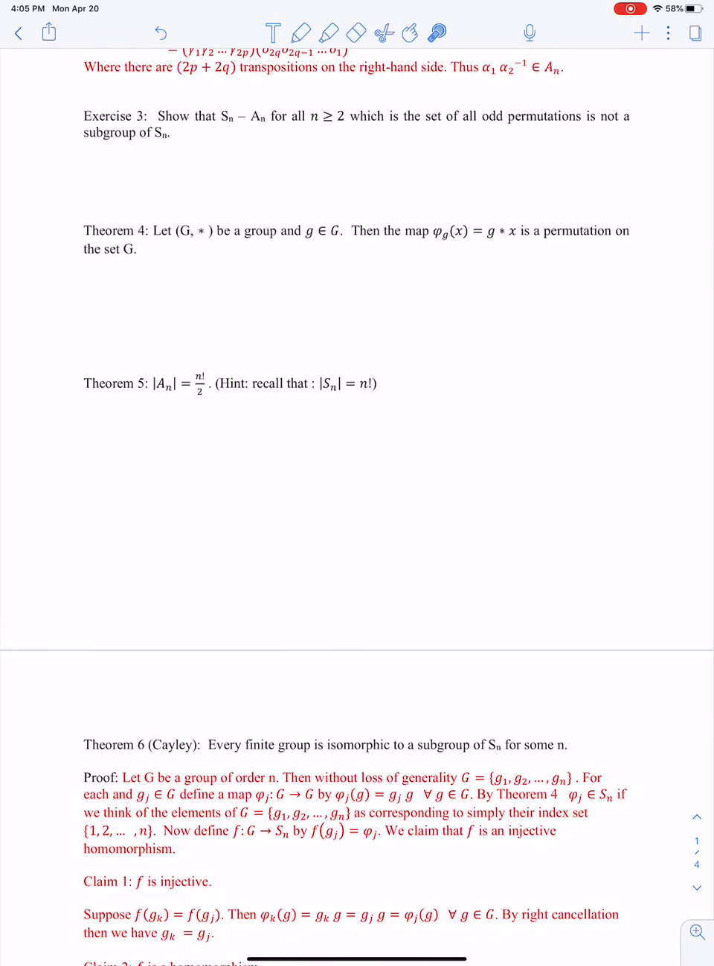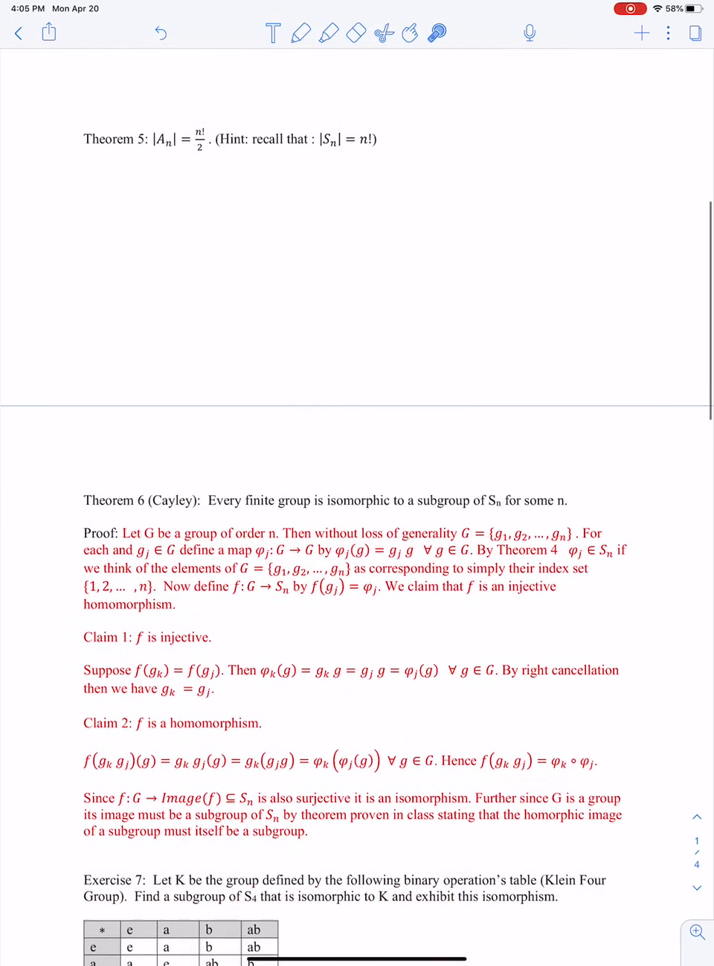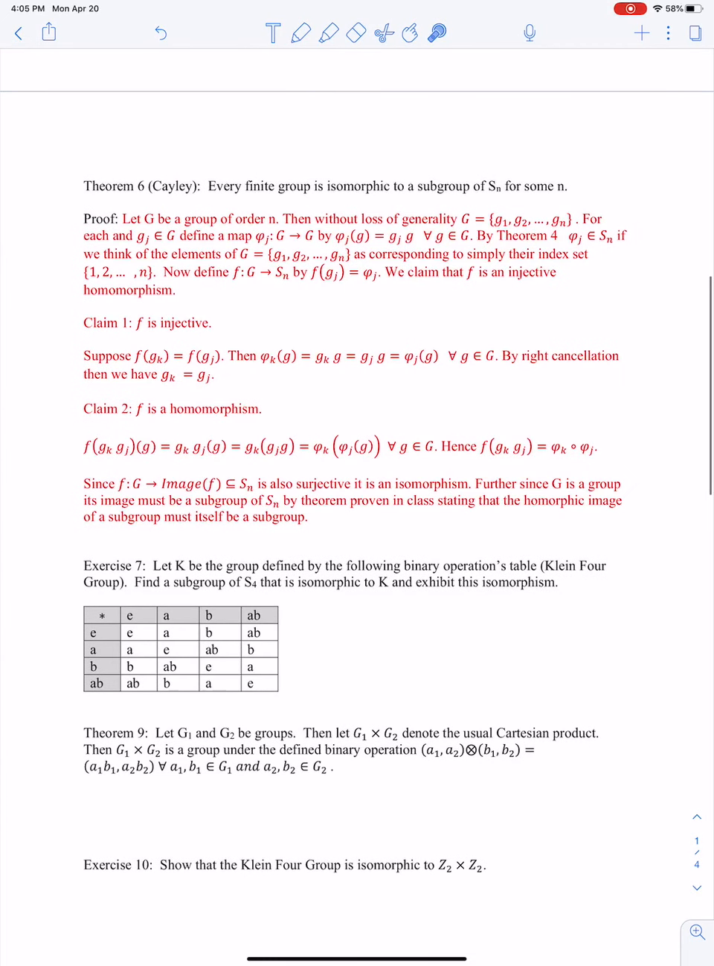That's my hint, right? Find me a bijective map going from the set of even permutations to the set of odd permutations. Now the odd permutations are what? Sn minus An. If you find a bijective map going from there to there, then you've shown me this. And again, I claim I've done that, but I want to see you repeat the argument.